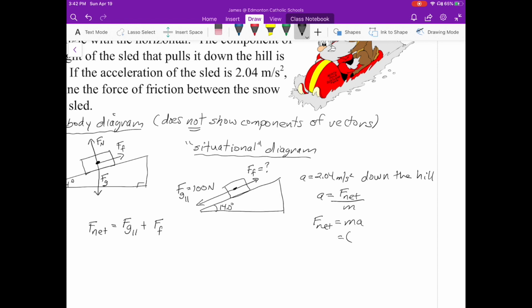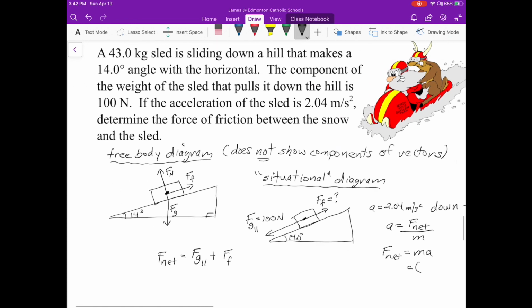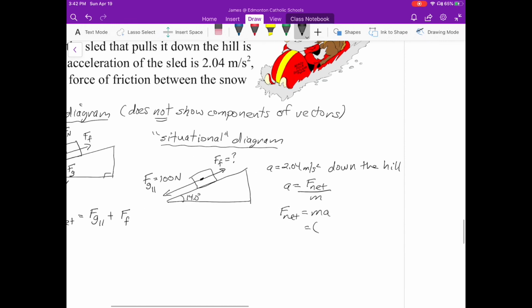The mass of the sled is 43.0 kilograms, and the acceleration is 2.04 meters per second squared. We're going to make down the hill the negative direction, up the hill being positive. So multiply those two together, you get negative 87.72 newtons. And again, this negative sign means down the hill.